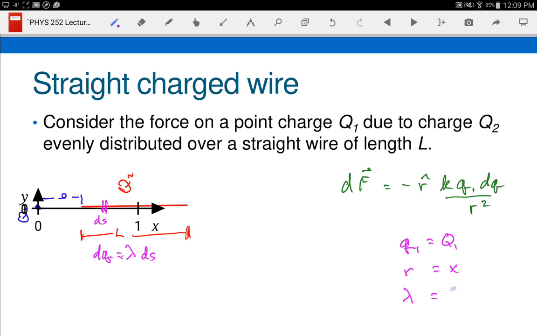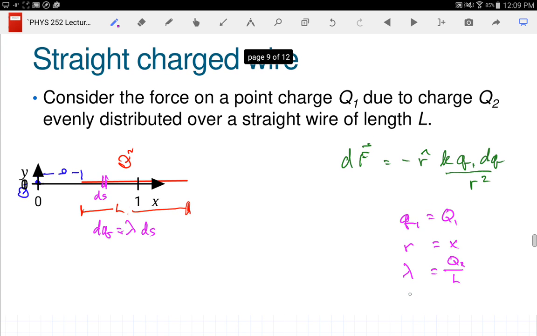Okay, which Q? Q2 over L. The total charge divided by the total length. So I have that. What about ds? This goes in with the r equals x. If I go along that line, what is ds actually equal to with my coordinate system? dx. So ds is just dx.